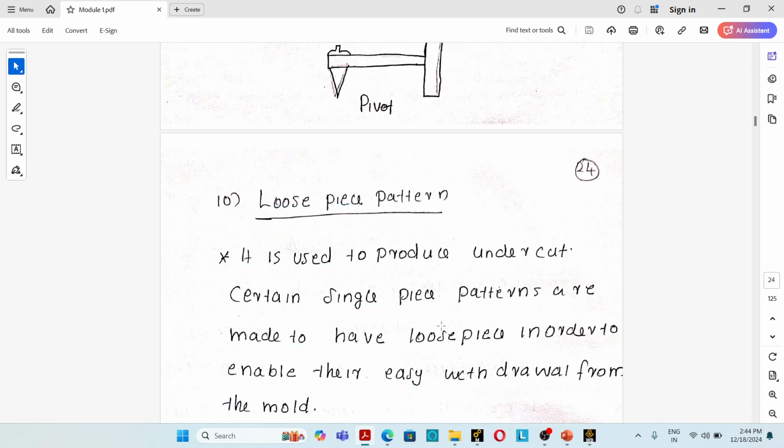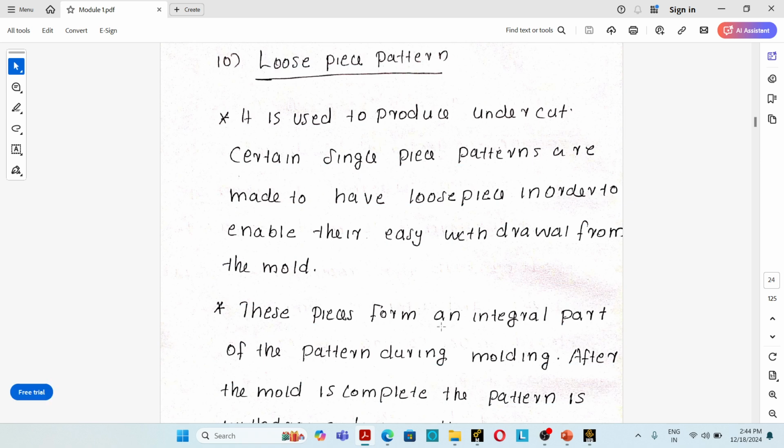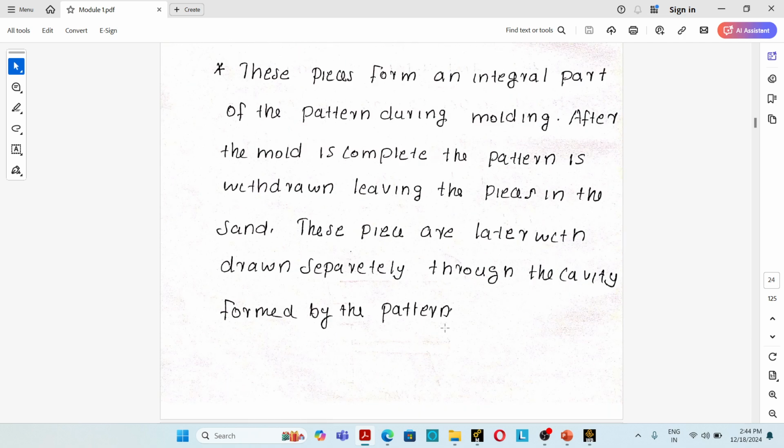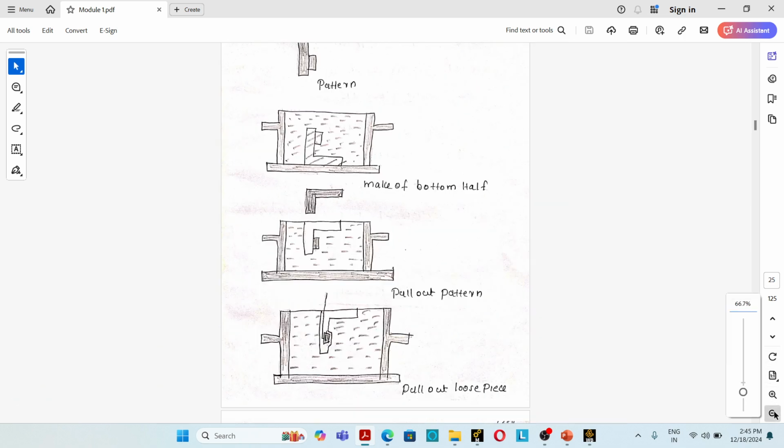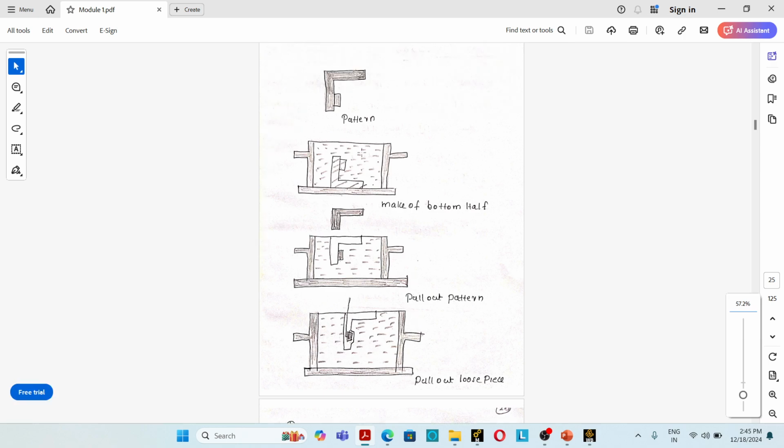Okay, and the last point is loose piece pattern. That's a very important one. You can see the figure of the loose piece pattern. Whenever you see the figure, you will simply understand what is meant by a loose piece pattern. This figure itself explains it. This figure is very important. Whenever you write it in your examination, this figure should be drawn very neatly. I think you will get full marks.